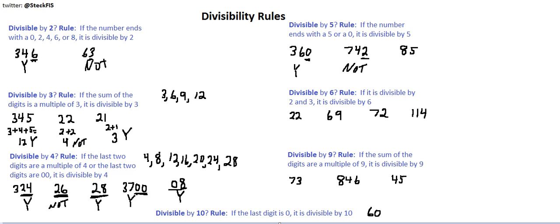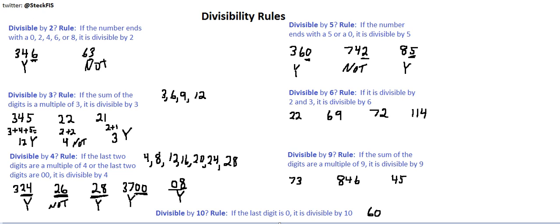The next number, 85. We look at the last digit there, which is a 5. So remember, if it's divisible by 5, it ends with a 5 or a 0. Does it end with a 5 or a 0? Yeah, it ends with a 5. So yes, 85 is divisible by 5.